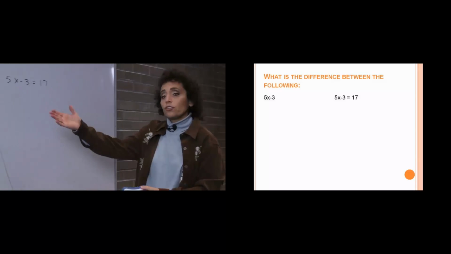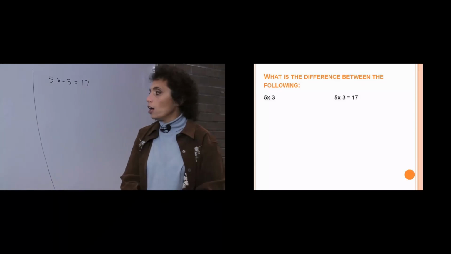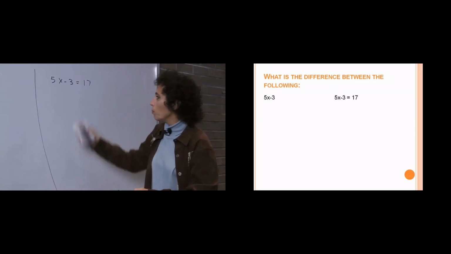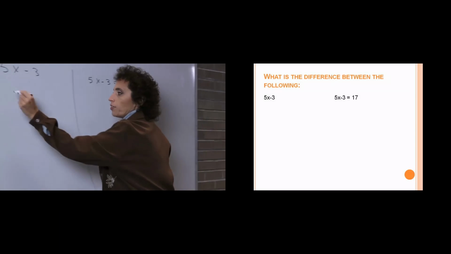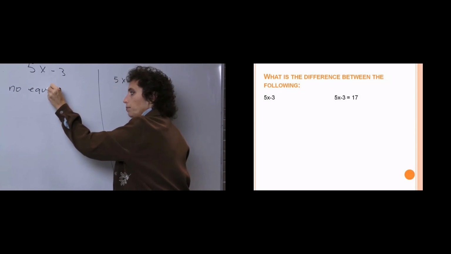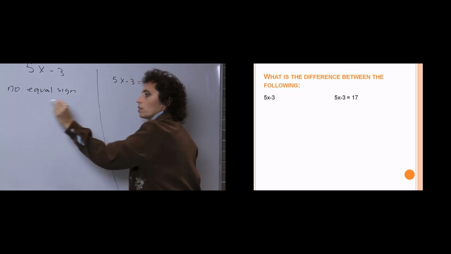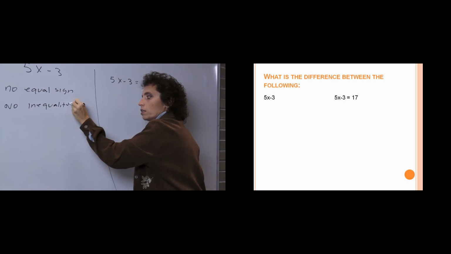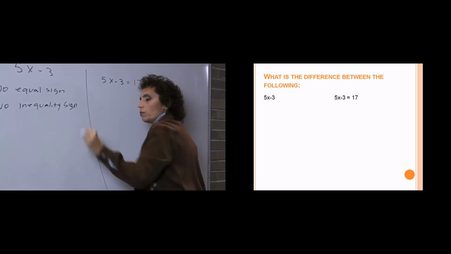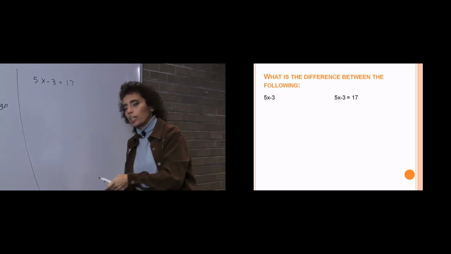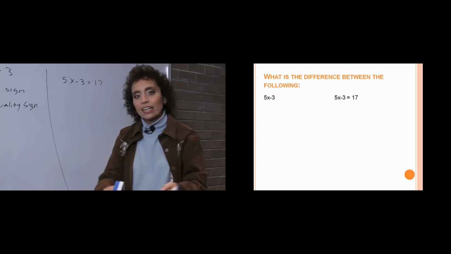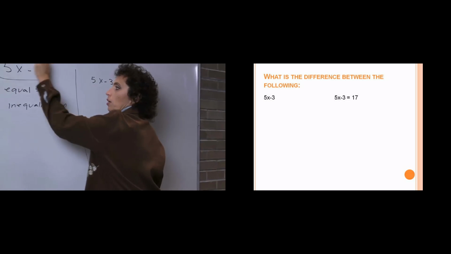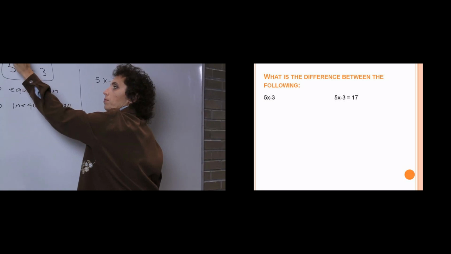Okay, let's take a look at these two things, and let's talk about how they're different. We'll take a look at this one first, and you might notice that this one does not have an equal sign, but this one does. So let's talk about that. This has no equal sign. Has no inequality sign. Remember, the inequality signs are is less than, is less than or equal to, is not equal to, all of those. So it has none of those signs. Since it has none of those signs, this is called an expression.